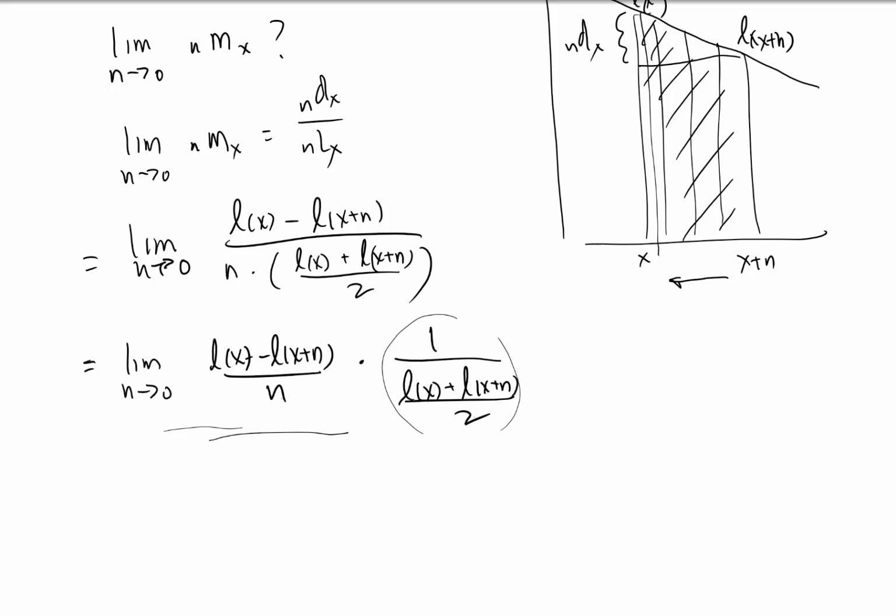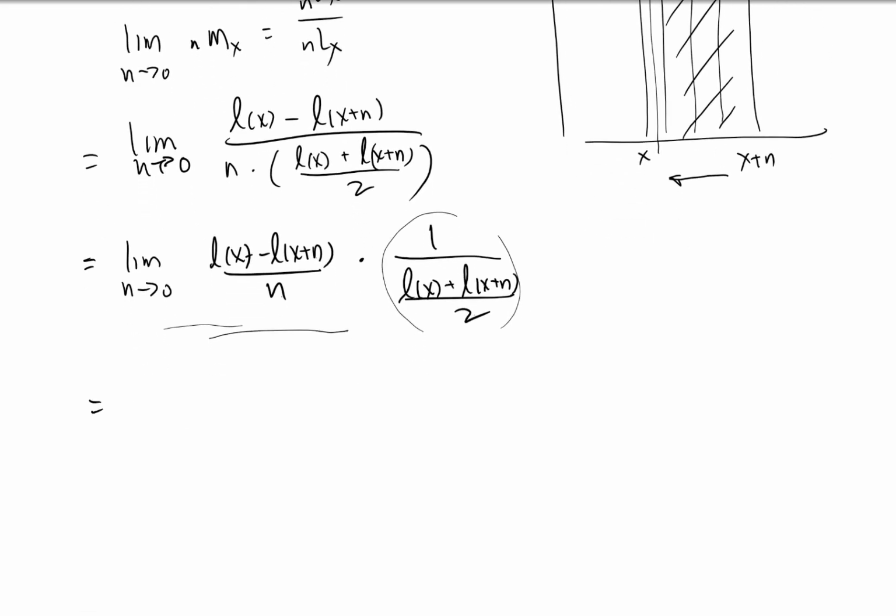So this thing, let's remind ourselves what the definition of a derivative is. It is l of x plus n minus l of x divided by n. This is the other way around. It's l of x minus l of x plus n. So that's minus the derivative. So this thing is going to be minus the derivative, d dx, of the l of x curve, and this times 1 over l of x. So this piece goes to this, and this piece goes to that.